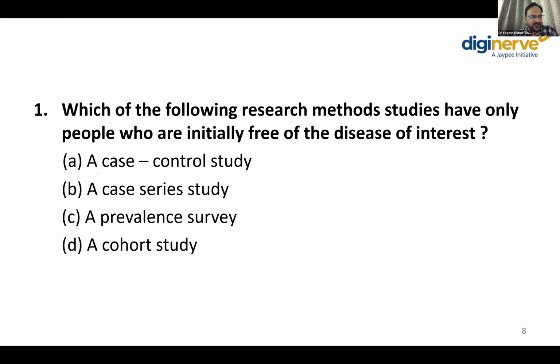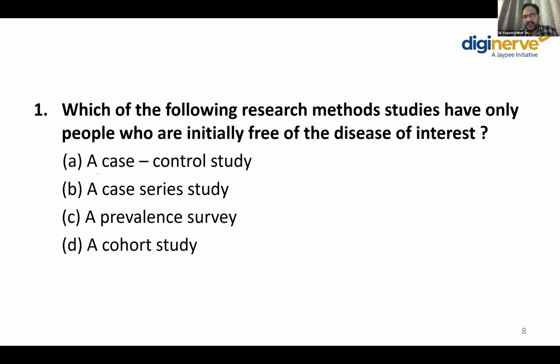Okay, just read the question carefully. Which of the following research method studies? G2 is saying D, cohort. Studies have only people who are initially free of disease. It means when we entered the subjects into the research, they were free of the disease.